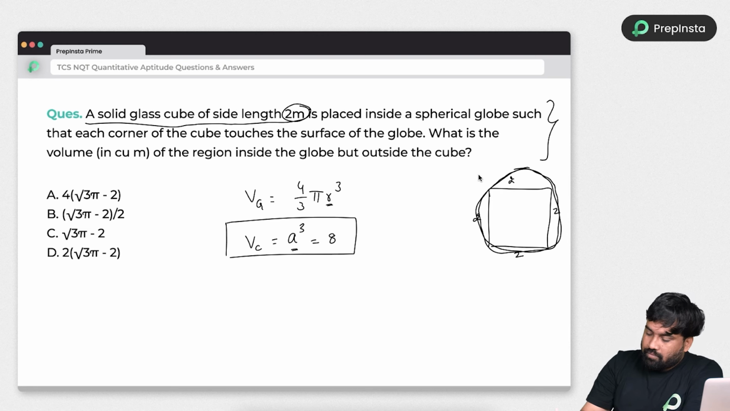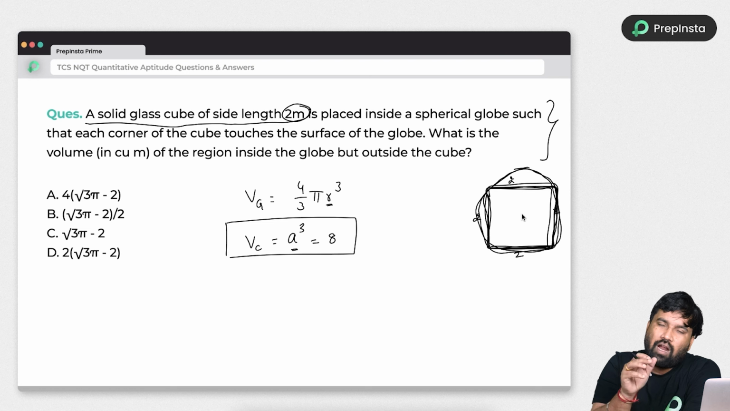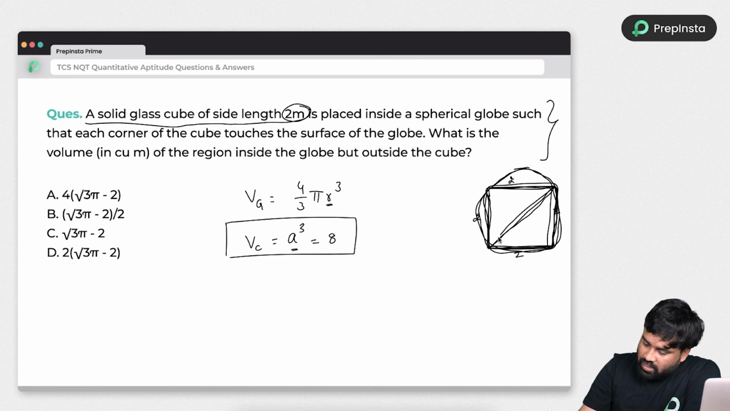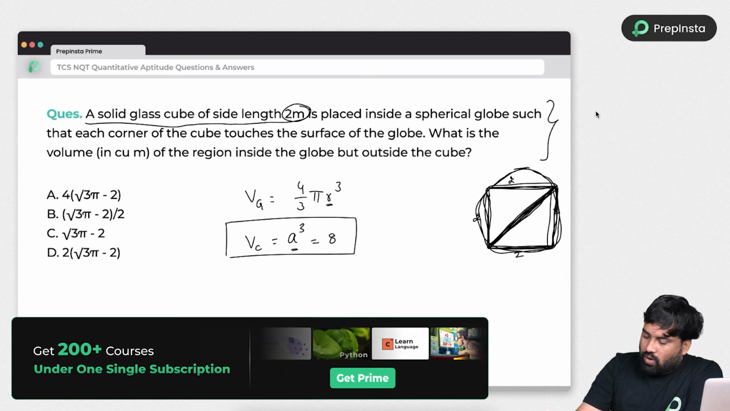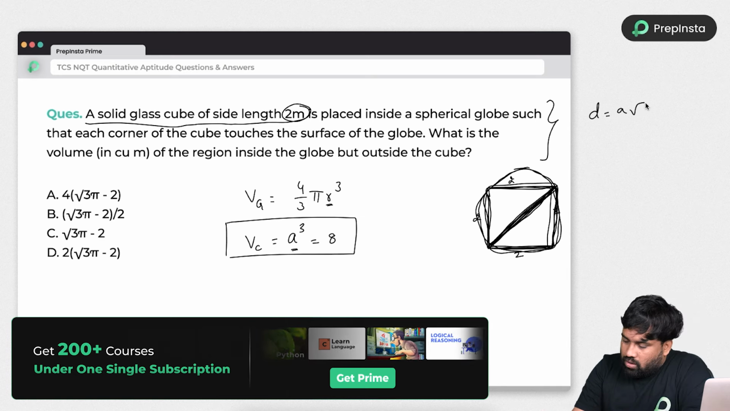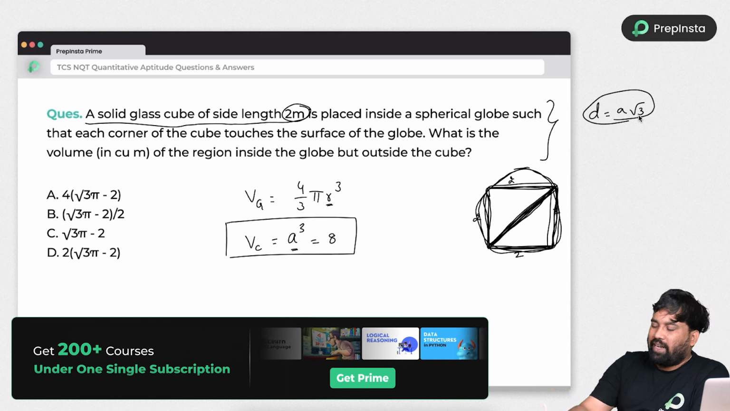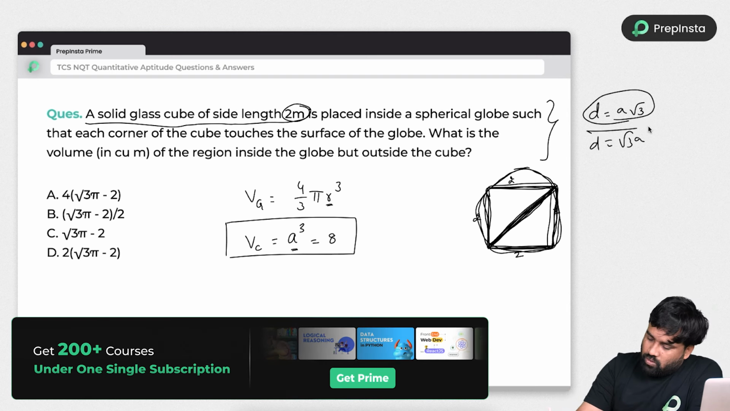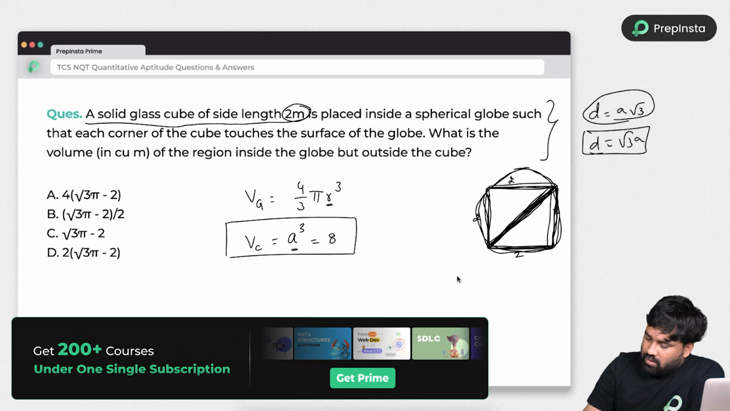the globe is around the cube and each corner of the cube is touching the globe. So they indirectly said you have to find the radius of the globe. How can we find it? It's very simple. Whenever the cube is inside the globe and touching all the corners, the diagonal of the cube is equal to the diameter of the globe. It's very simple, right? So what is the diagonal of the cube? It is a root 3. So with a equal to 2, the value is 2 root 3.